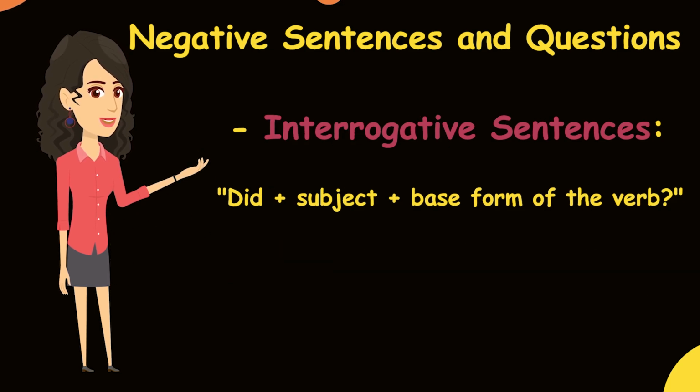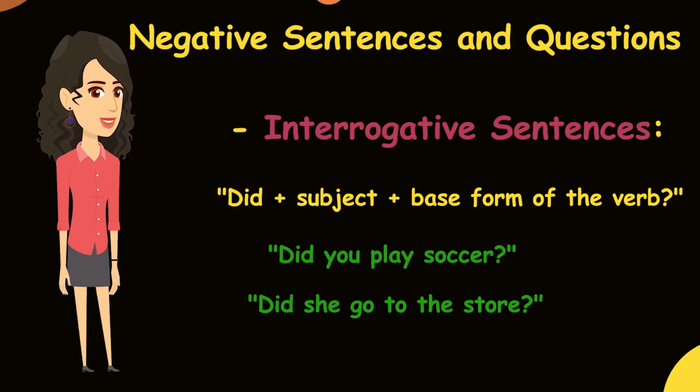For interrogative sentences: did plus subject plus base form of the verb. Example: Did you play soccer? Did she go to the store?